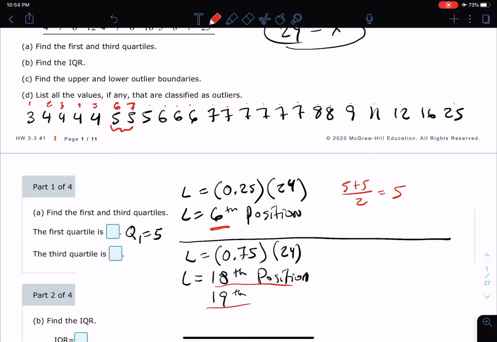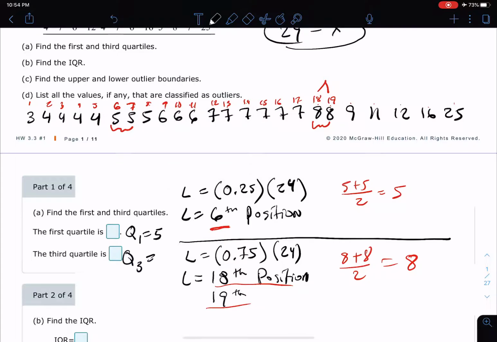So we've got 7, 8, 9, 10, 11, 12, 13, 14, 15, 16, 17, 18, and 19. So there's the 18th and 19th, and the actual numbers there are 8. You take 8 plus 8, because you want to find the average of those two numbers. Of course, that's still going to be 8. So we just found out that Q3 is 8.